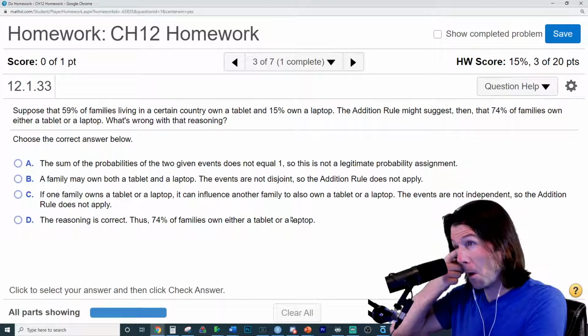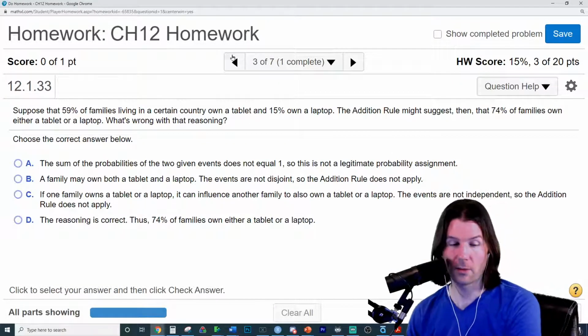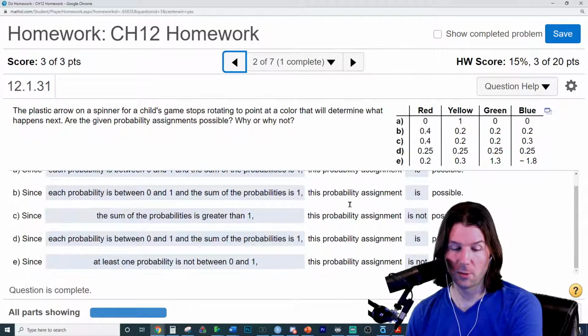Great question right there. Good practice on it, and just kind of walking through the steps of it. Just kind of understand the rules of probability right there.